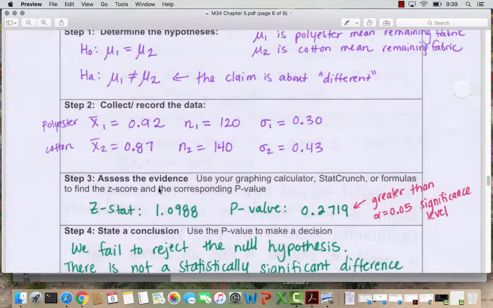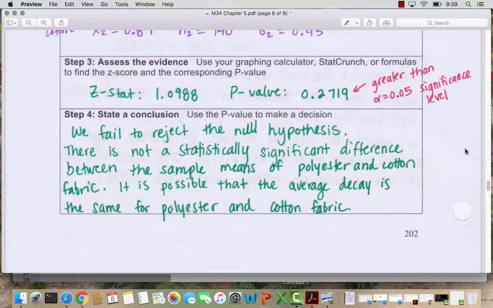So we record those values in step 3. I noted that this is greater than the alpha, the 0.05 significance level. So in this case, because we are not getting unusual results, we fail to reject the null hypothesis. We say there is not a statistically significant difference between the sample means of polyester and cotton fabric. It is possible that the average decay is the same for polyester and cotton fabric.